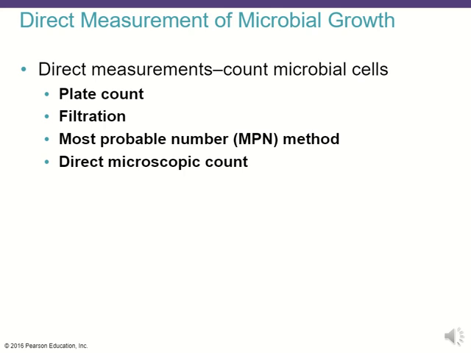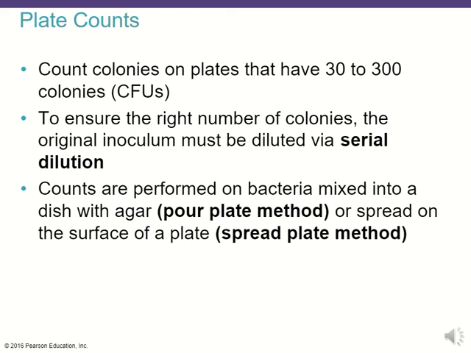For direct measurement of microbial growth, that's a way of counting the amount of microbial cells. It involves plate count, filtration, most probable number estimate method, MPN, and the direct microscope count. For plate counts, colonies can be counted on plates that have around 30 to 300 colonies. To ensure the right number of colonies, the original inoculum must be diluted via serial dilution.